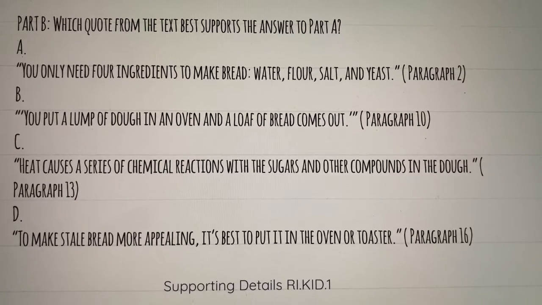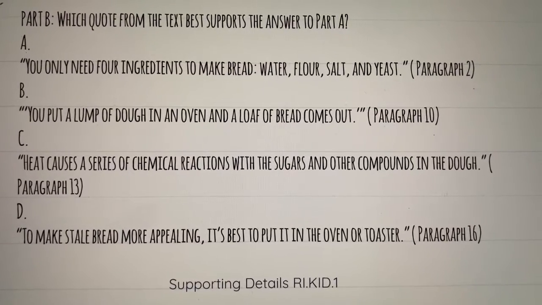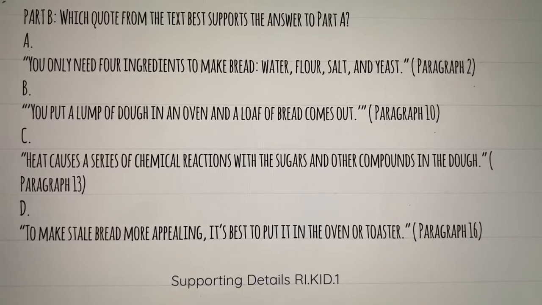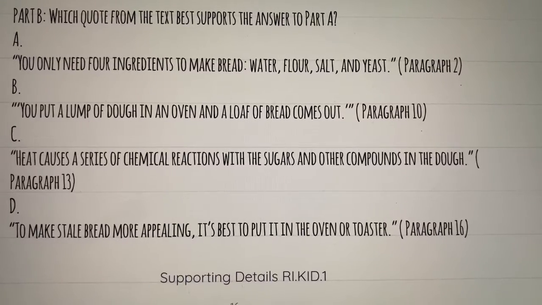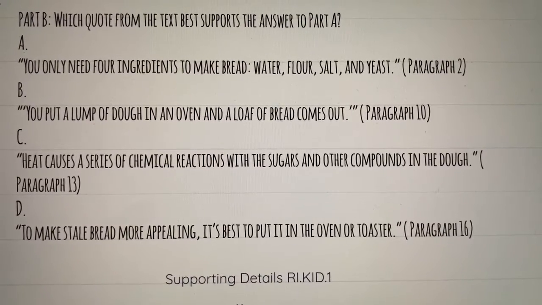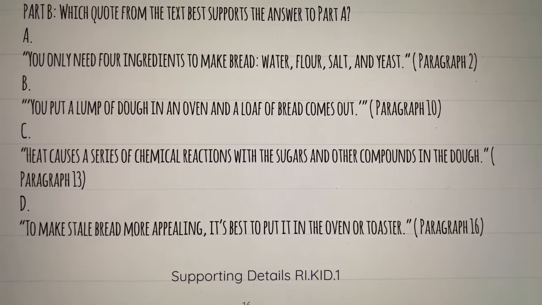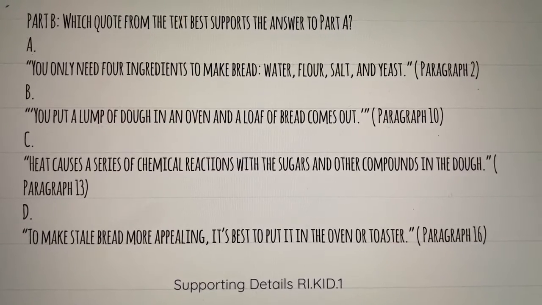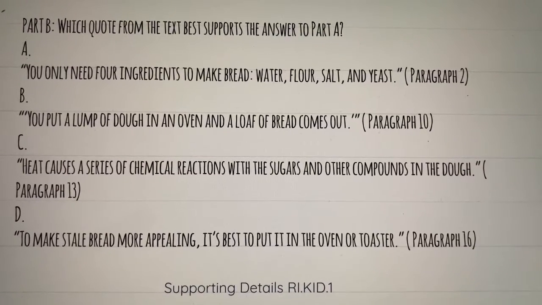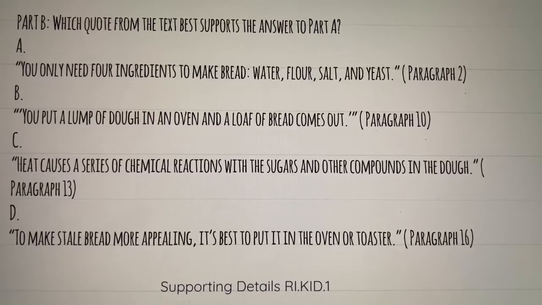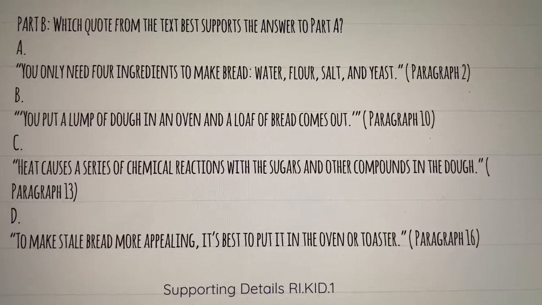Would it be A, you only need 4 ingredients to make bread: water, flour, salt, and yeast? B, you put a lump of dough in an oven and a loaf of bread comes out? C, heat causes a series of chemical reactions with the sugars and other compounds in the dough? Or D, to make stale bread more appealing, it's best to put it in the oven or toaster? Now, these answers are all just one aspect of the whole process, but which quote could support that as a central idea? It wouldn't be the only supporting detail, of course, but which one of these would be one of the best ones?